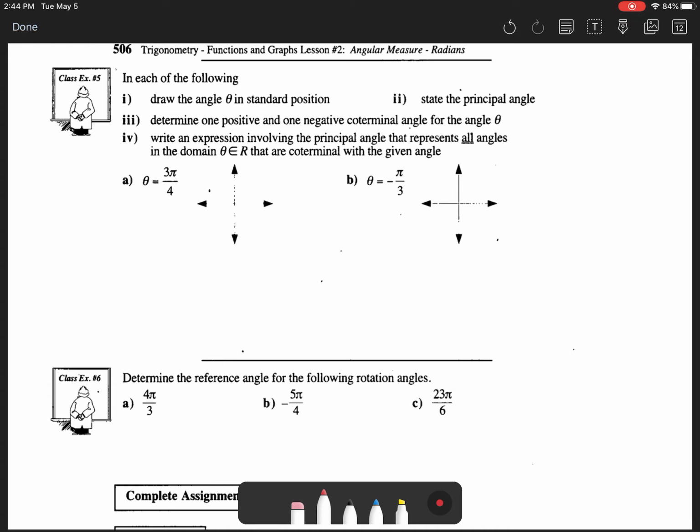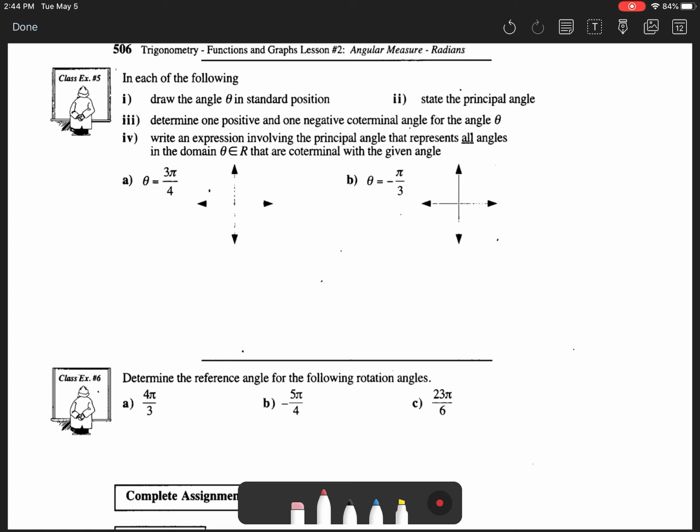In each of the following, draw the angle theta in standard position, state the principal angle, determine one positive and one negative coterminal angle for theta, and then write an expression involving the principal angle that represents all angles in the open domain that are coterminal with a given angle. That's our general solution that we learned the other day, our general expression. So first thing is, draw the angle in standard position.